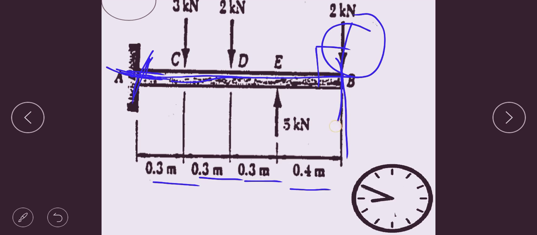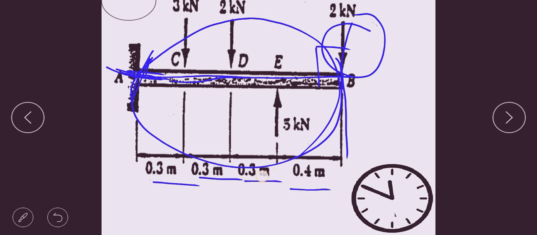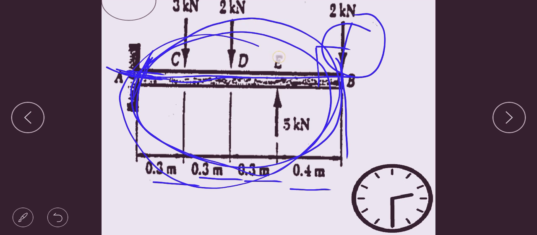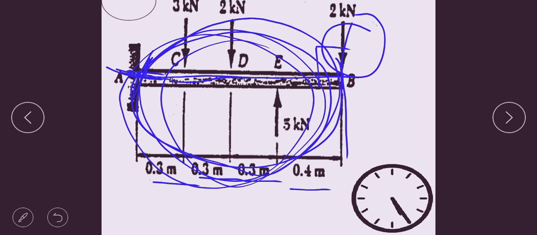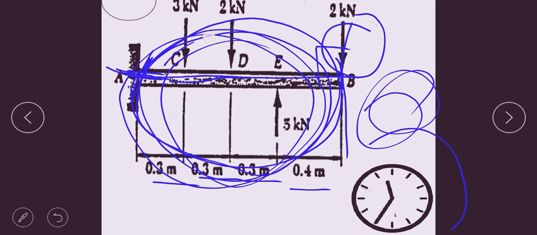But the moment is moving in this direction. So this is nothing but the clockwise direction, because you can see here the clock is rotating in this direction. That is why this is the clockwise direction. So because of the 2 kilonewton force, the moment about point A is clockwise.